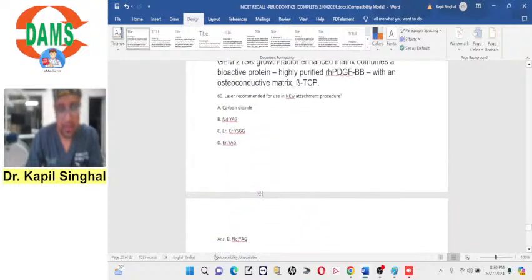Okay, and the last question is, what laser is recommended for use in new attachment procedures? Please remember, for new attachment procedures, Nd:YAG laser is preferred. That helps in new attachment of the oral epithelium to the tooth structure. So the answer here would be Nd:YAG laser.